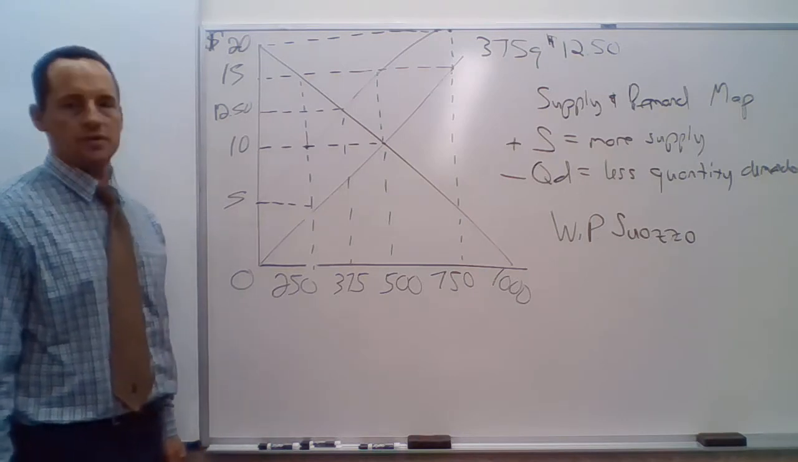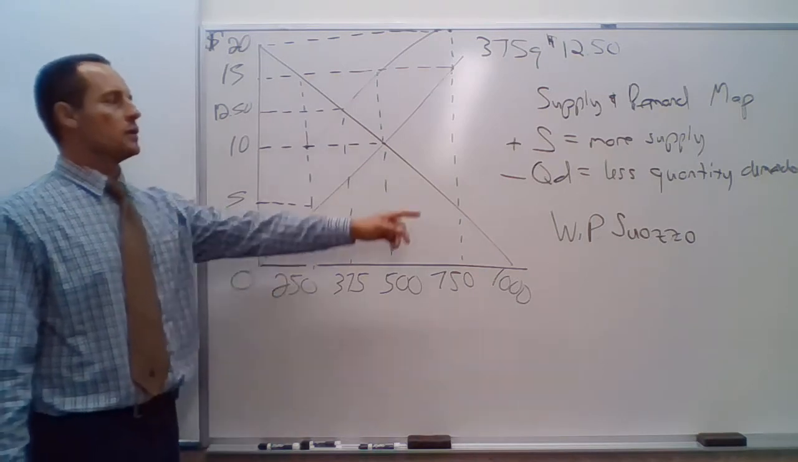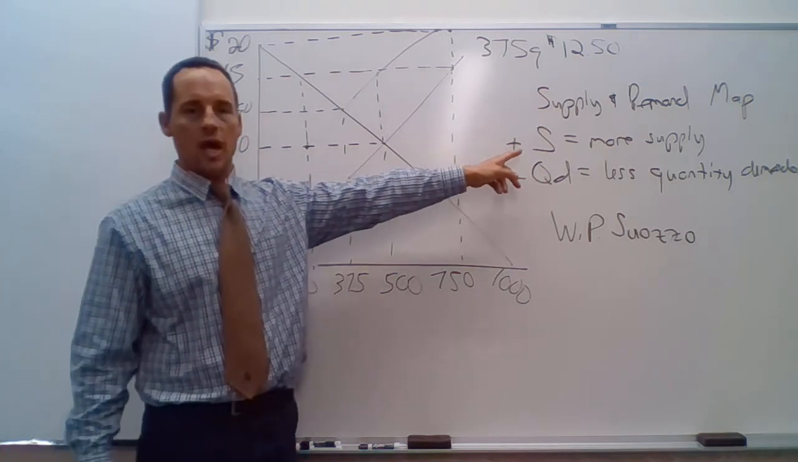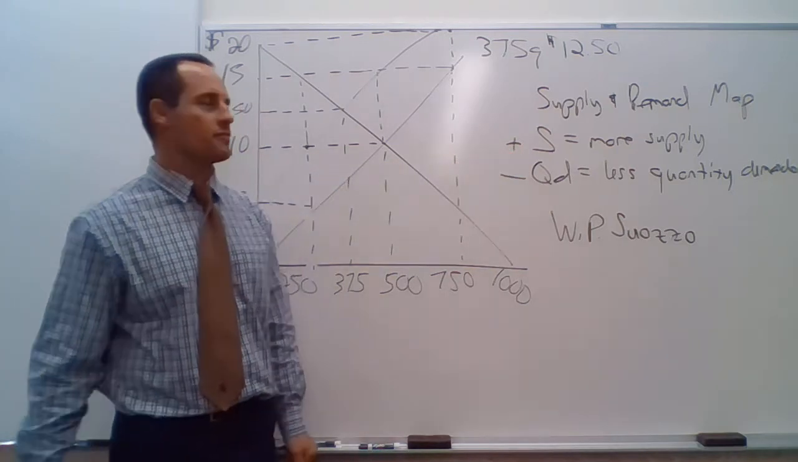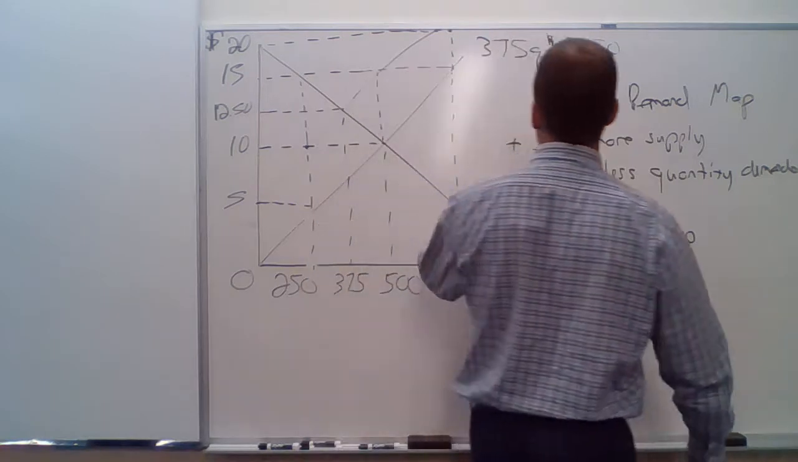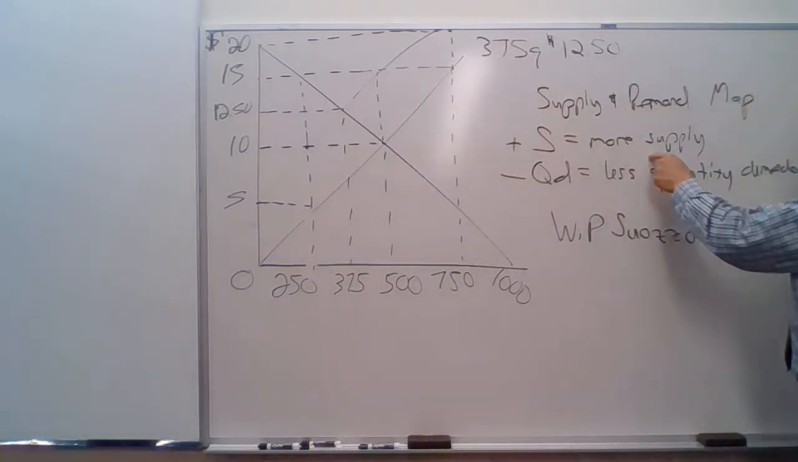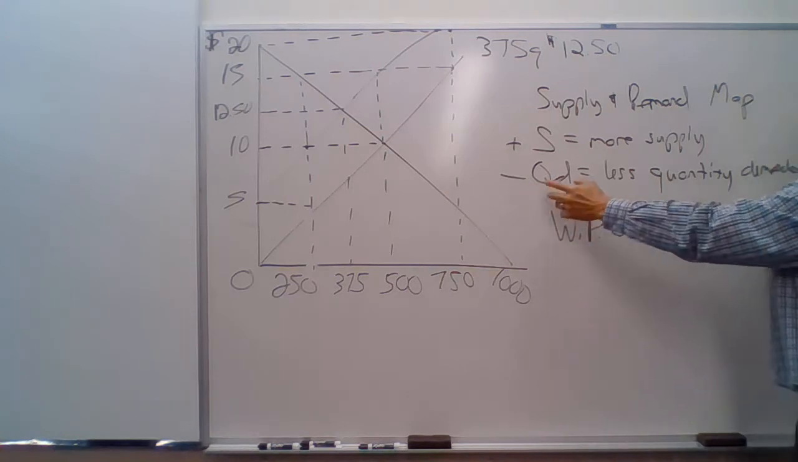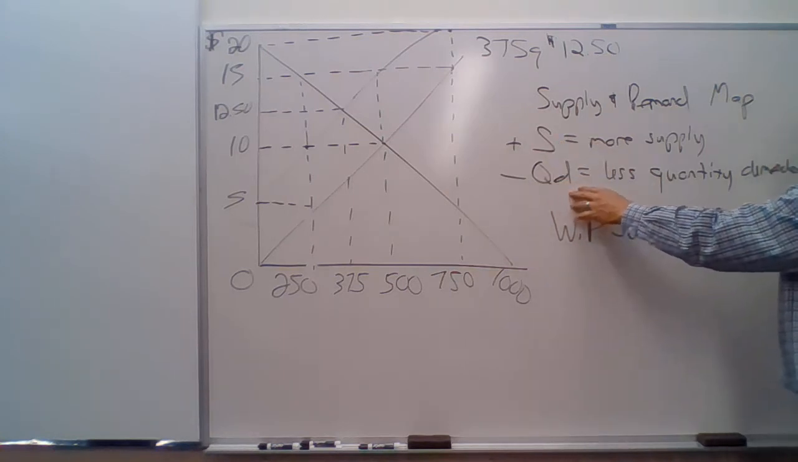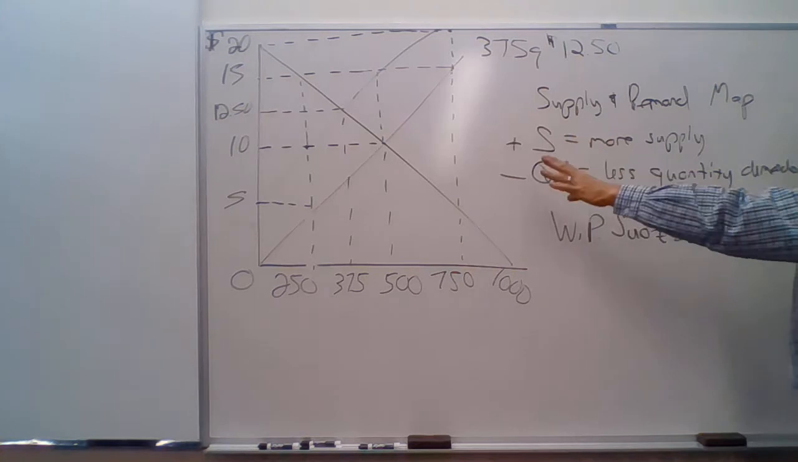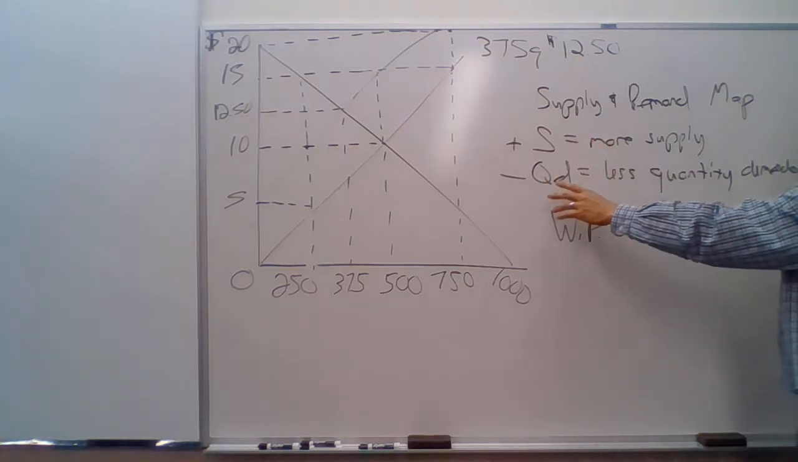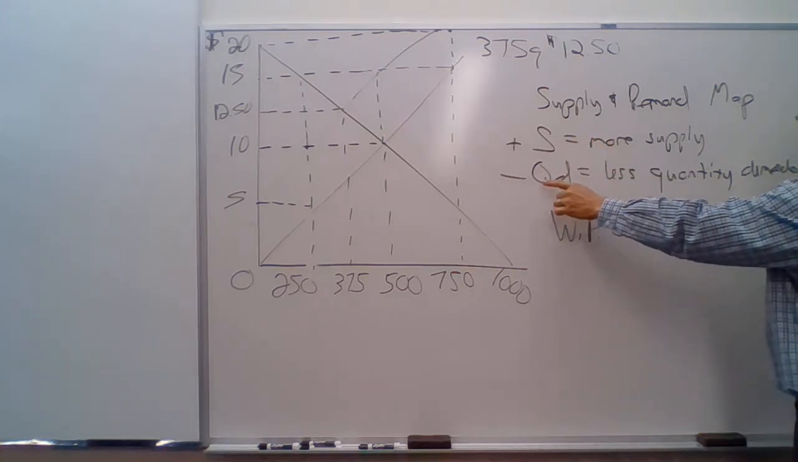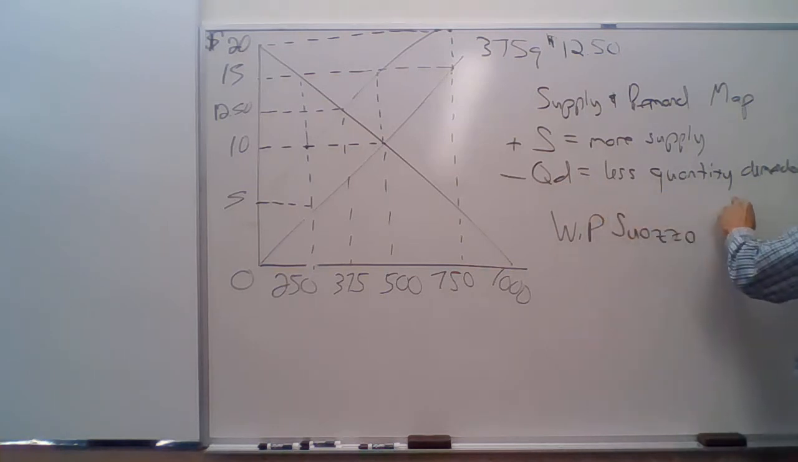The first thing I want to discuss is notation. Here we have plus S. I'll try to make my S's not look like fives. Plus S means more supply. Minus QD, and I use big and small Qs interchangeably. For marketplace, it should be big Qs, but I'll use small and big Qs interchangeably. Minus QD means less quantity demanded.